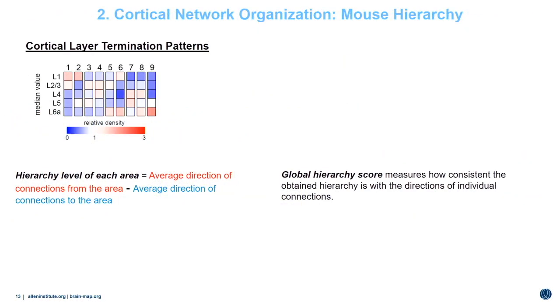All right. So we have all these different anatomical patterns of layer termination in cortex, but how do we know which pattern corresponds to feed-forward connections and feedback connections? In order to do that, we used an unsupervised method to understand the mapping between the cluster patterns, the layer termination patterns, and the feed-forwardness and feedbackness of the connections. So here, the hierarchy level of each area is defined by roughly the average direction of connections from the area minus the average direction of the connections to the area.